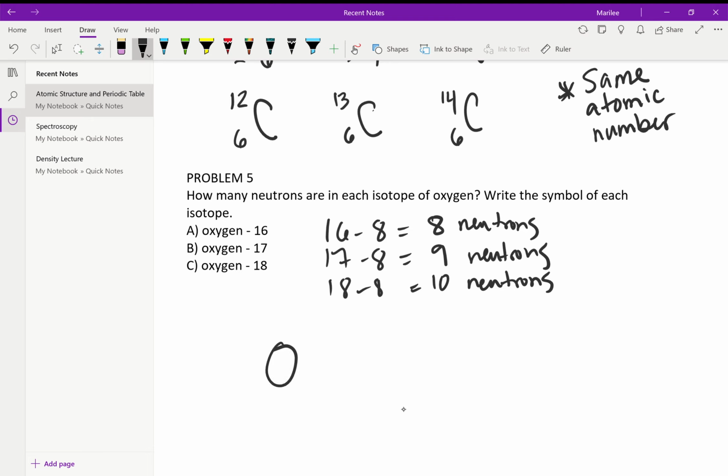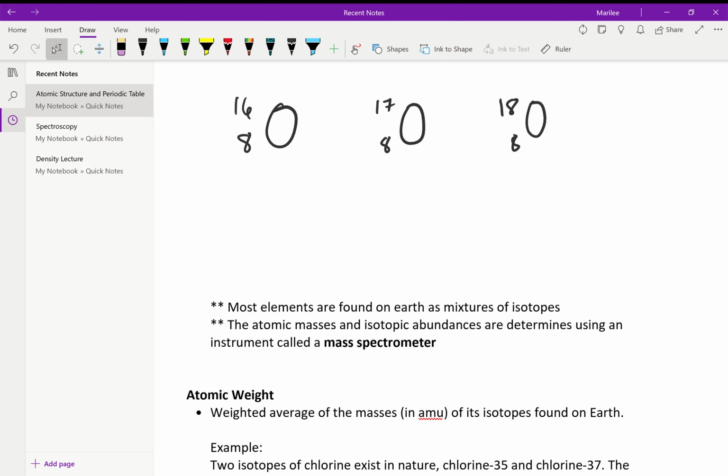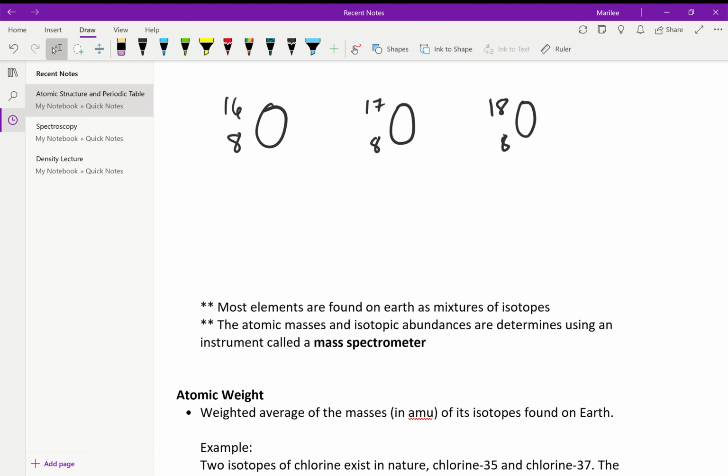Most elements are found on Earth as mixtures of isotopes, and the atomic masses for different isotopes, we get them by taking the average. This says here the atomic masses and isotopic abundances are determined using an instrument called a mass spectrometer. If you decide to continue on with the chemistry course, and if you take organic chemistry lab, you will use a mass spectrometer, I think. I'm not sure.